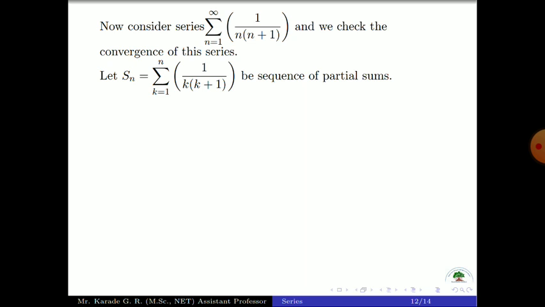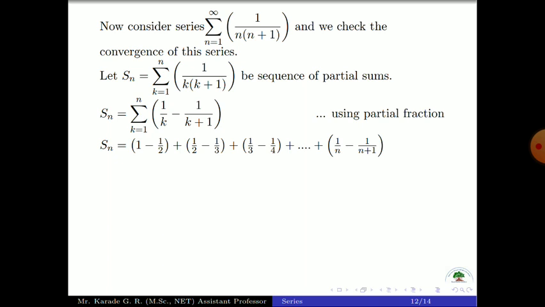Sn is equal to, we simplify this function by using partial fractions: 1 upon k minus 1 upon k plus 1. So how to do this? You can check it: 1 upon k into bracket k plus 1 can be written in this format, 1 upon k minus 1 upon k plus 1. So Sn is like this. Now we write all the n terms of this Sn.